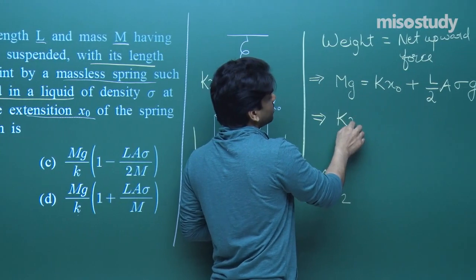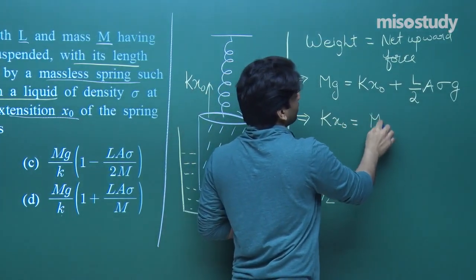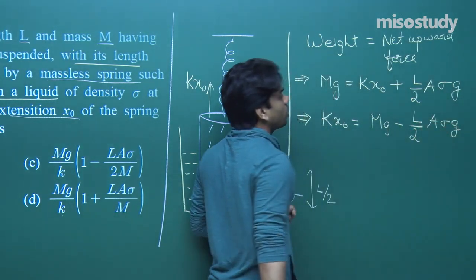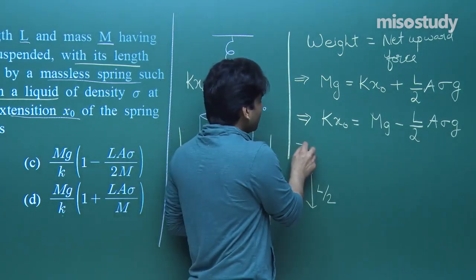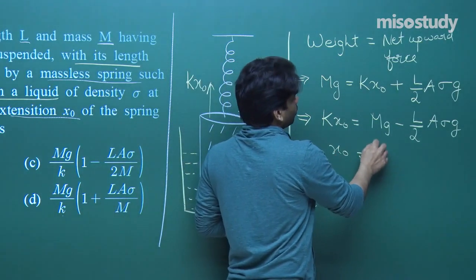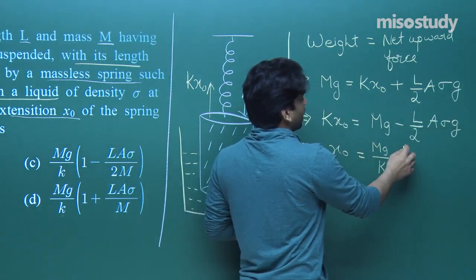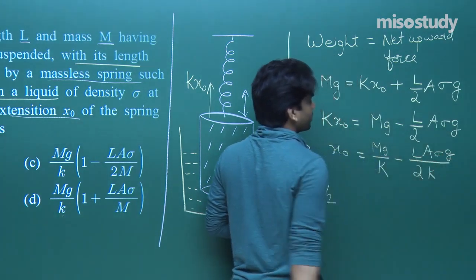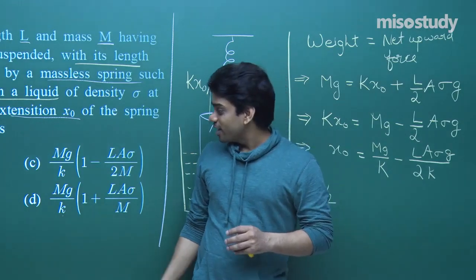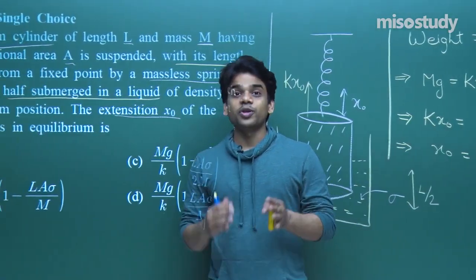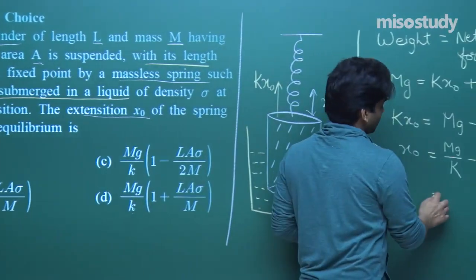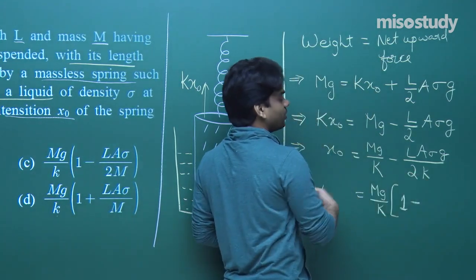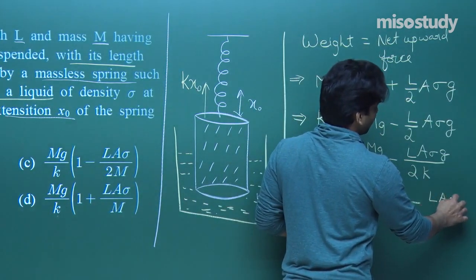If I make kx naught the subject, this will be written as mg minus L by 2 a sigma g. This is what we are going to get. Finally, x naught will be equal to mg by k, and here you can write L by 2k a sigma g. Now you see that everywhere outside you have mg by k, so we need to take mg by k outside as common. So this will come out to be mg by k, and 1 minus, this k we have taken outside, it will become L a sigma.